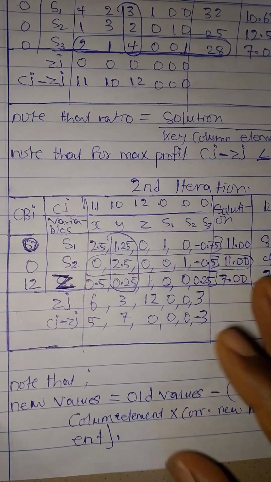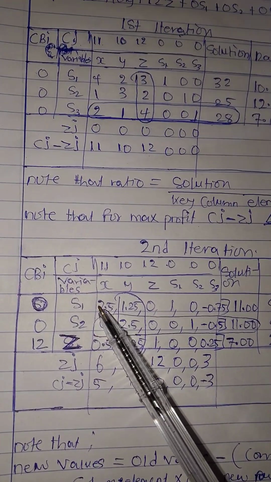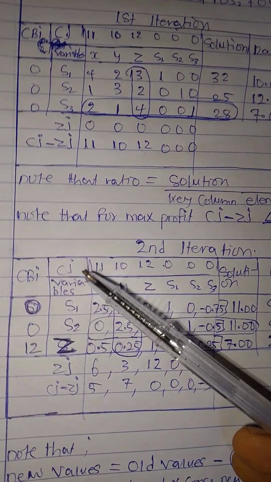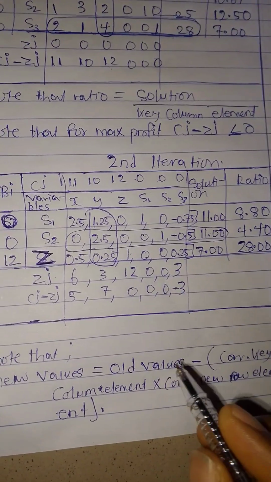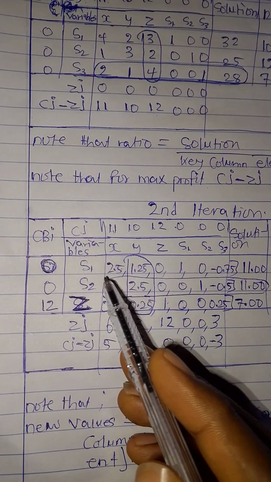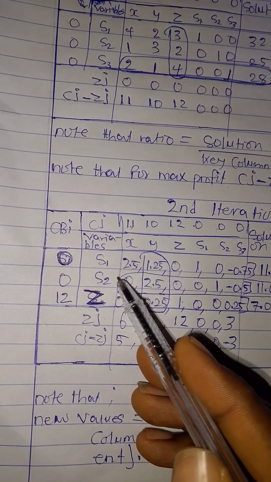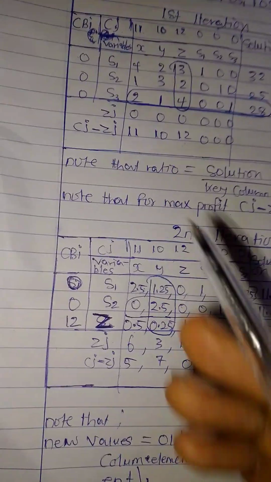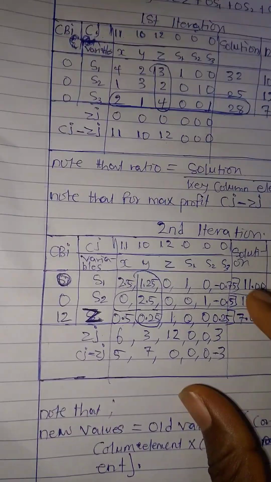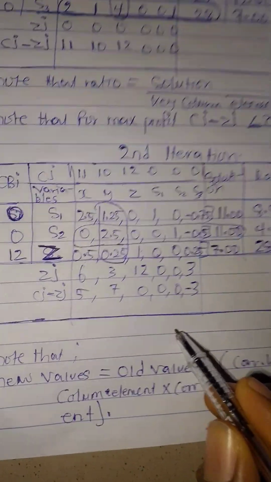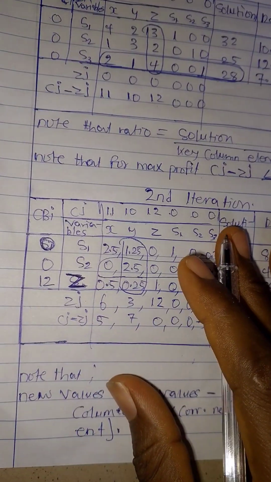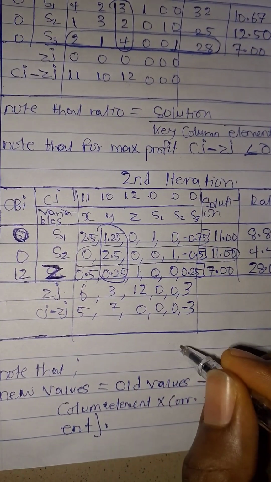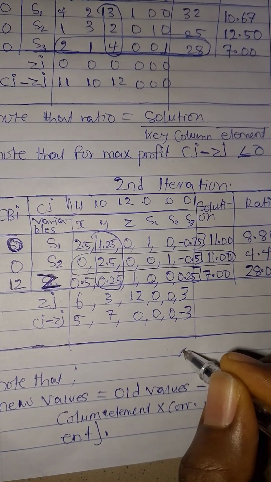So therefore, for me to find the new value for x1, the new value for x1 will be the old value. This is the old value. 4 minus, it will be something like this. So for us to find x1, the row for this number x1, the old value is what? The old value is 4, right?